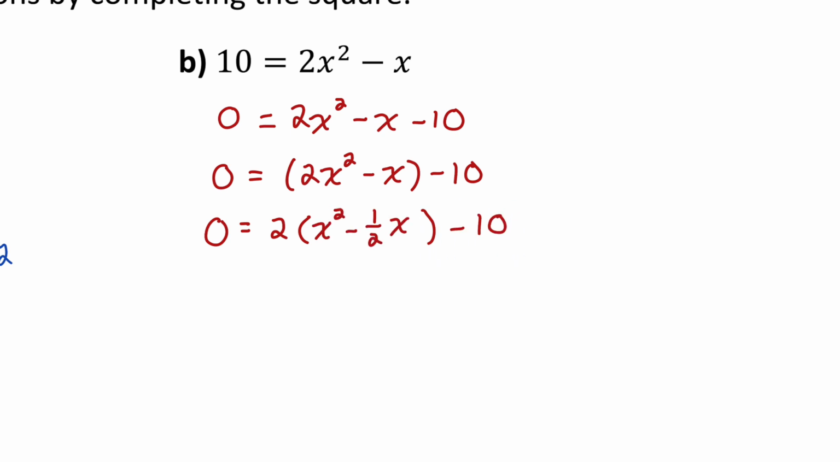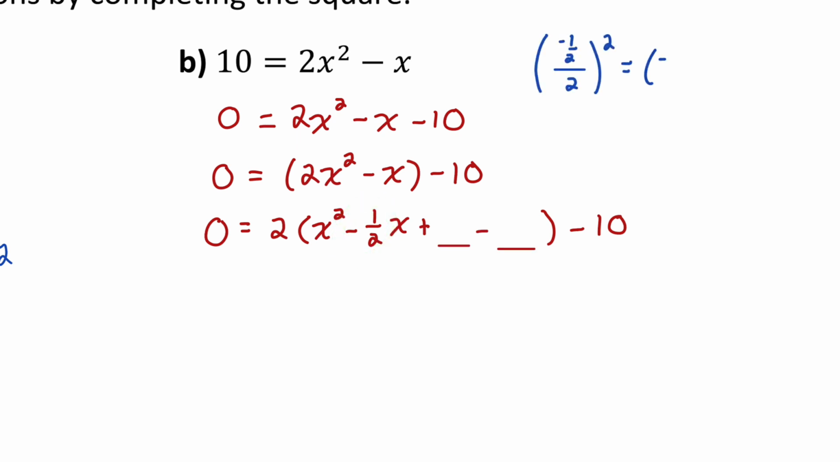And then remember, inside the brackets here, I actually want to turn this into a perfect squared trinomial. So I'm going to have to add and subtract half of this value squared. That would be equal to negative a quarter squared, which is 1 over 16. So I have to add and subtract 1 over 16. But I don't want this negative 1 over 16, so I'll take it out by multiplying it by the 2 that's out front, making it a negative 2 over 16, which reduces to negative 1 over 8.